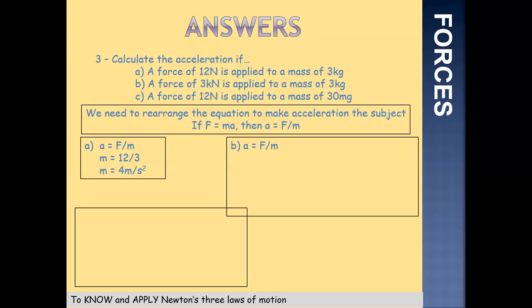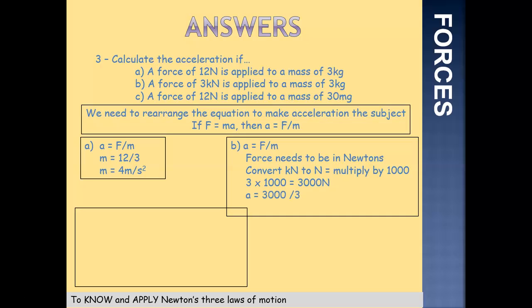Second one, force divided by mass, but force needs to be in newtons. Currently in kilonewtons, so convert to newtons, times by 1,000. 3 times 1,000 is 3,000 newtons. That would be 3,000 then divided by 3, which is our mass, 1,000 meters per second squared.